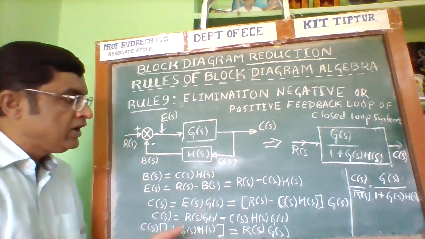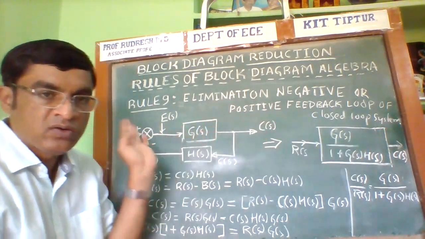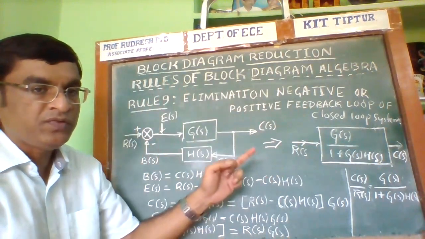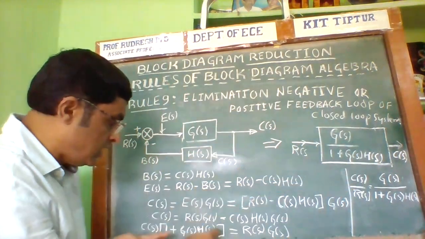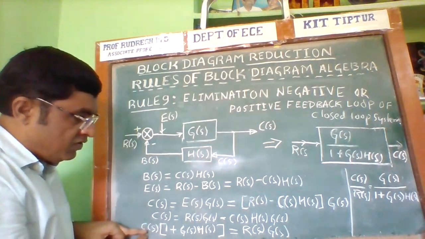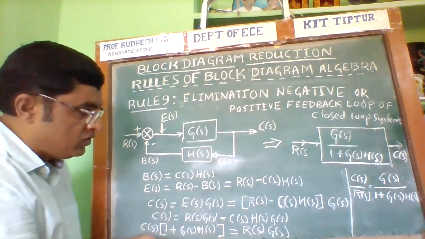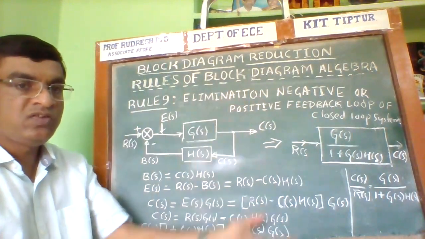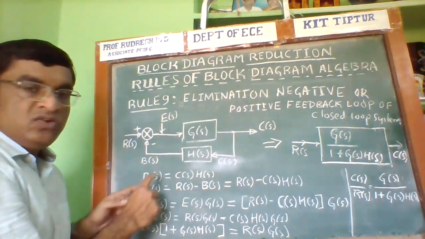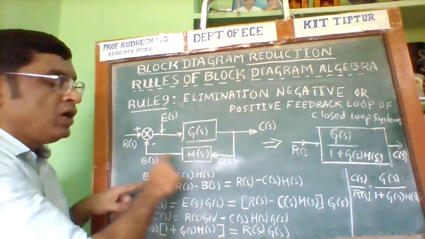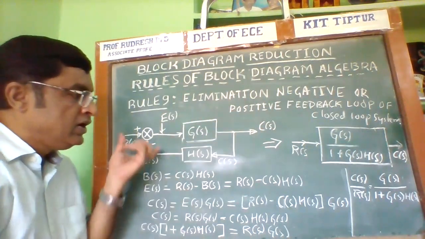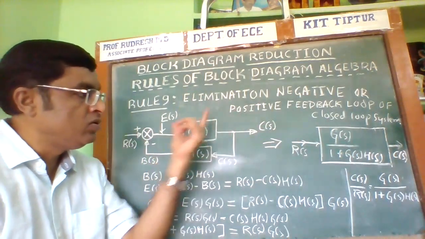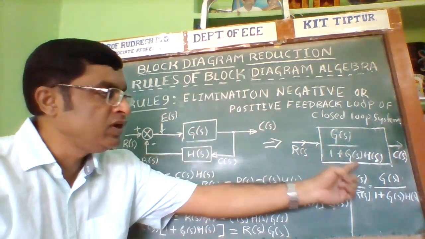So, I want to get the closed loop transfer function. Closed loop transfer function means C of S divided by R of S. Therefore, by cross multiplication, C of S divided by R of S is equal to G of S divided by 1 plus G of S into H of S. While reducing the block diagram, if any block is in this form, then I should represent it in this form: G of S divided by 1 plus G of S into H of S.